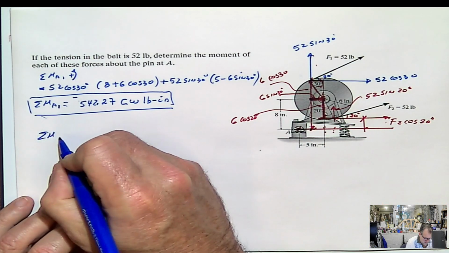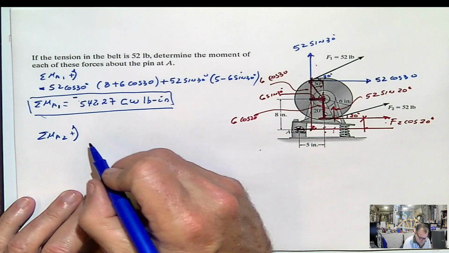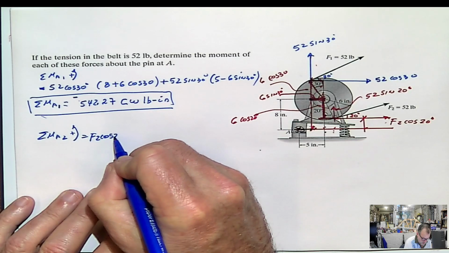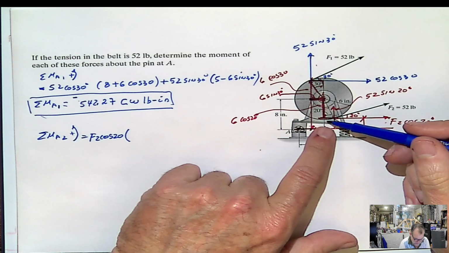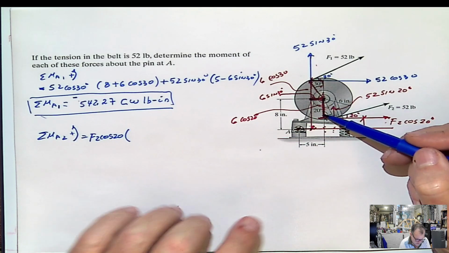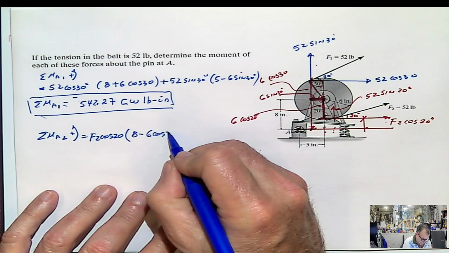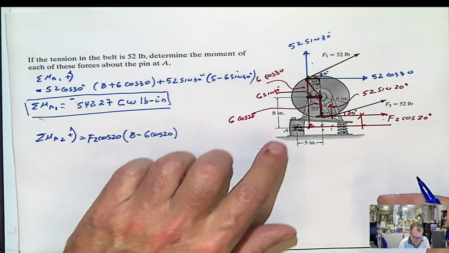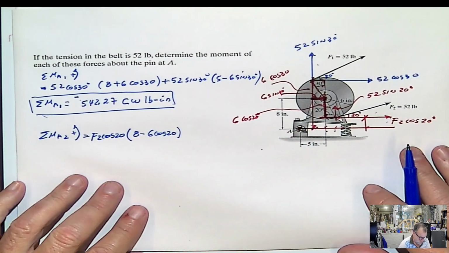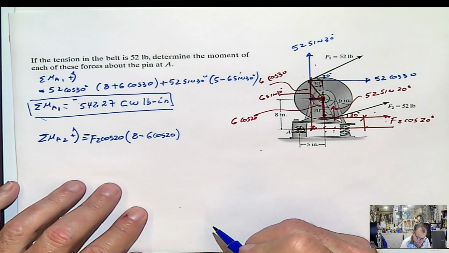Meaning, summation of moments at A due to the force 2. And I'm going to assume the same thing. Starting with this force, it will be F2 cosine 20 multiplied by this distance. Once again, this distance is 8 minus this part, and this part is 6 cosine 20. Now, in what direction is this going to rotate? Put your finger, apply the force, it's going to go like that. What is that direction? Clockwise. Counterclockwise, I say positive, so this is going to be negative.